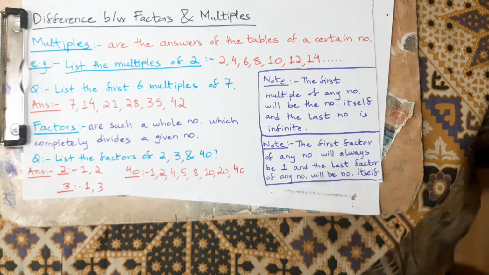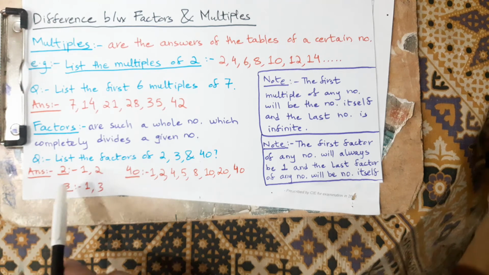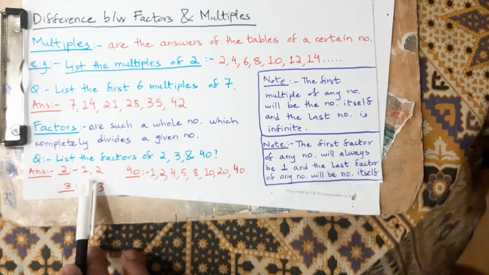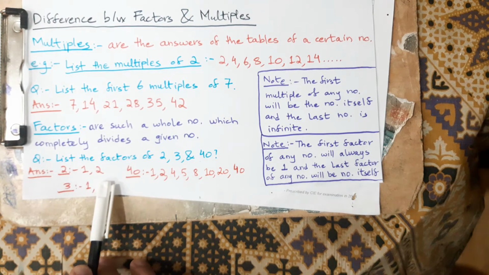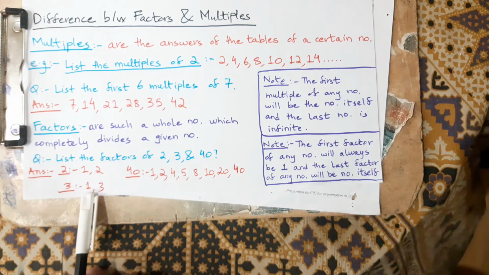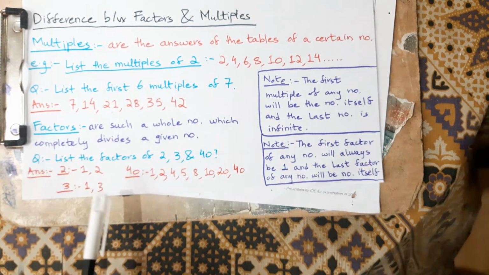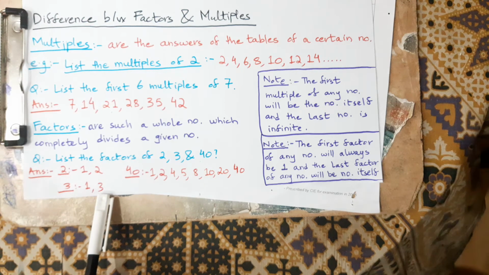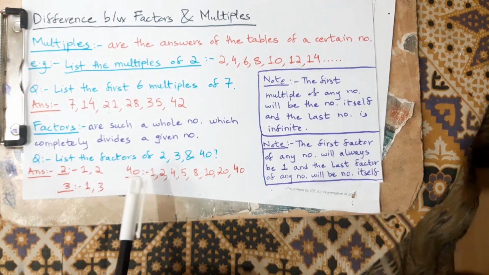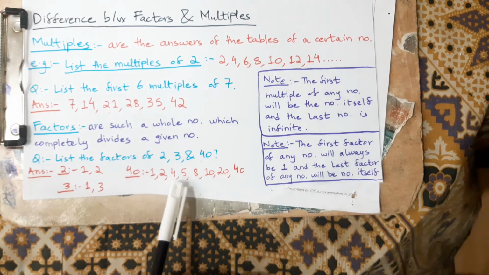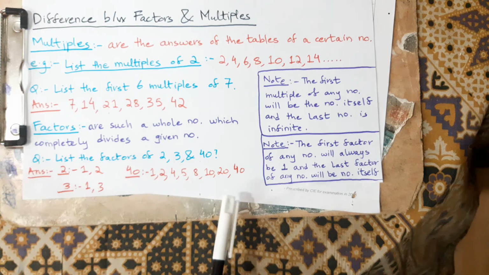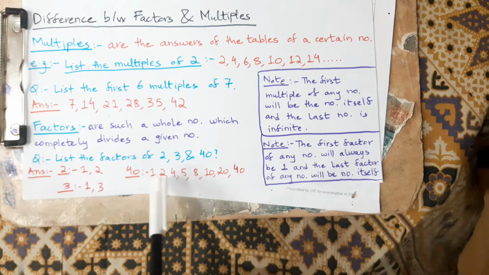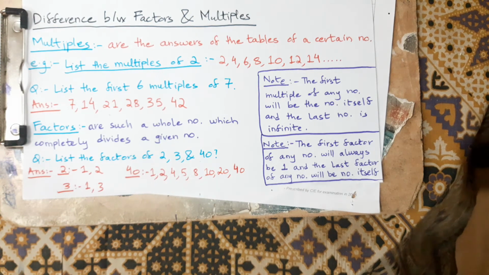in factors you are given numbers and you have to write down in which tables they come. Like for 2, 2 comes in 1's table, and 2 itself comes in 2's table. Then 3 comes in 1's table, and in its own table, which is 3. And 40 comes in 1, 2, 4, 5, 8, 10, 20, 40. It doesn't come in anyone else's table. So the factors of 40 are 1, 2, 4, 5, 8, 10, 20, and 40.